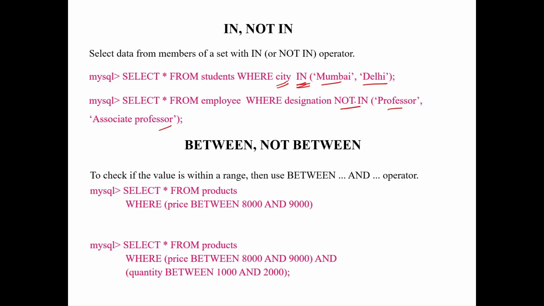The next keywords are between and not between. Between and not between are used for a range of values. If I want to identify all the products where the price is between 8,000 and 9,000, then you can specify between 8,000 and 9,000. You can add another condition also by using and quantity between 1,000 and 2,000. It is a very useful keyword where you can specify a range. For example, if I want to identify all the employees whose salary is between 50,000 and 1 lakh, then you can use between.